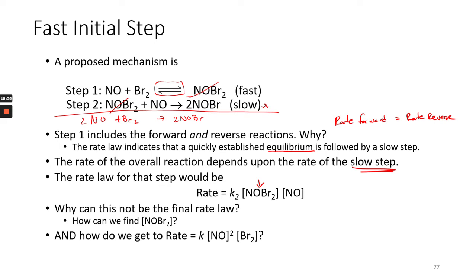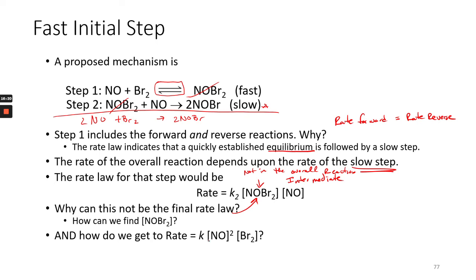This is not in the overall reaction, because this is an intermediate. And the problem is, you can't really measure the concentration of an intermediate. Your starting concentration of your intermediate is 0, so if you put 0 in here, your rate would be 0. So why can this not be the final rate law? Because of this guy right here, it's an intermediate. Why can't we find the concentration of it? Because we don't have it at the beginning, and it doesn't really stick around long enough to even measure it.